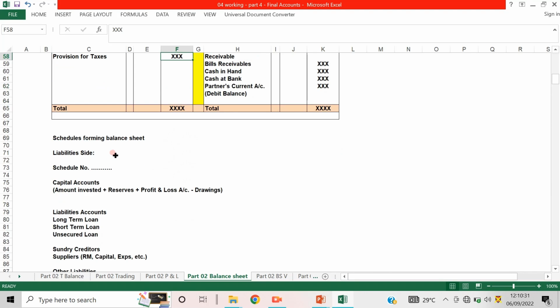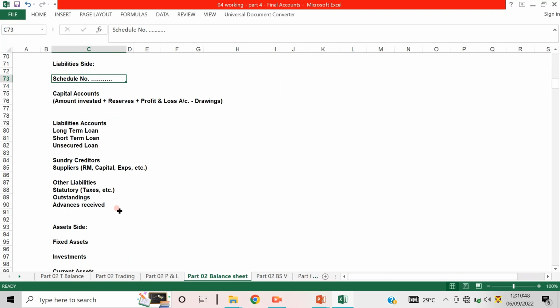Okay, so then now schedules are prepared for the purpose of convenience. So liability side, शेड्यूल नंबर 1 सो एंड सो ऐसा करके देते हैं, और कैपिटल अकाउंट्स उसमें अमाउंट इन्वेस्टेड प्लस रिजर्व प्लस प्रॉफिट एंड लॉस अकाउंट लेस ड्राइंग्स, ये सब जो ये बनाते हैं. और लायबिलिटीज अकाउंट्स में लॉन्ग टर्म लोन, शॉर्ट टर्म लोन, अनसिक्योर्ड लोन लाइक वो आ जाते हैं. सन्ड्री क्रेडिटर्स में सप्लायर्स प्लस अदर रॉ मटेरियल का, कैपिटल एक्सपेंडिचर का, देन एक्सपेंसेस का, ये सब सन्ड्री पेएबल्स का आता है. सन्ड्री क्रेडिटर्स, अदर लायबिलिटीज, स्टैट्यूटरी लायबिलिटी आता है, टैक्सेस और ये सब का.